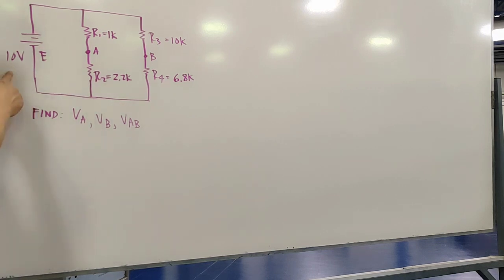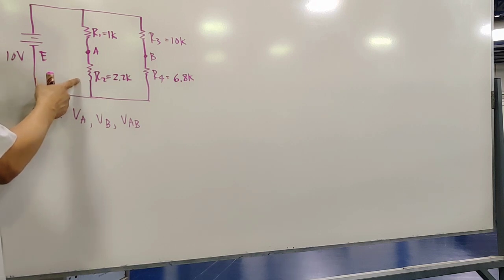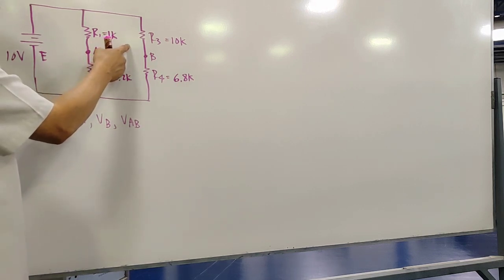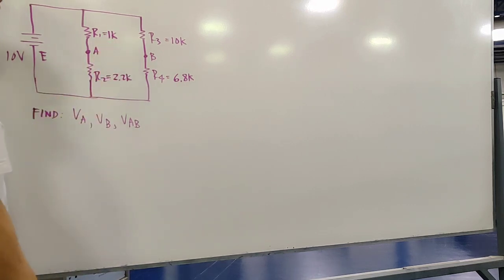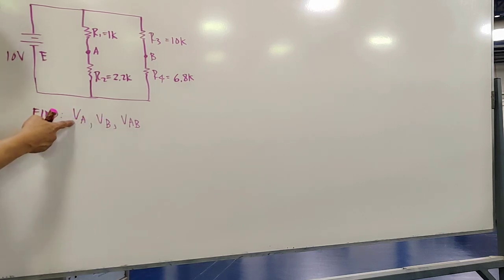Okay, then 10 volts, this is a 10 volt source. We have R1 1 kilo, R2 2.2, RT is 10 kilo. Then we have R4 6.8 kilo. Alright, so what do we need here? VA, VB, and VAB. What's VA?